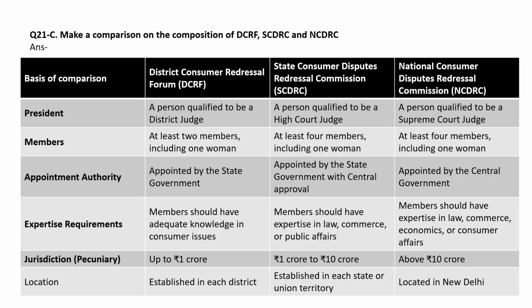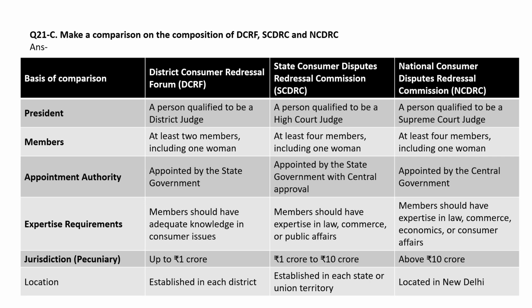This is the last question, I think. Make a comparison on the composition of DCRF, SCDRC and NCDRC. That means it is a comparison study of the district forum, the state commission and the national commission. Basis of comparison, we will go DCRF, SCDRC and NCDRC. President. A person qualified to be a district judge becomes the president of district forum, and it is a person qualified to be a high court judge. It is in the case of state commission.